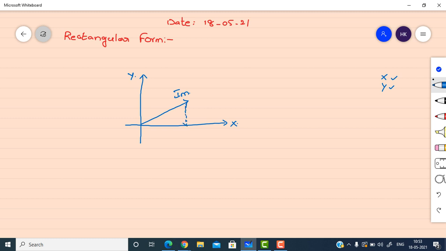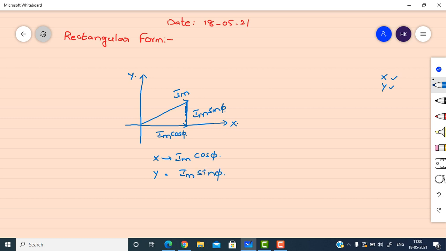So this part up to here, this is the x component, that is Im cos phi, and this straight line, this one is Im sin phi. This is the y component. So here the x component is Im cos phi and the y component is Im sin phi.